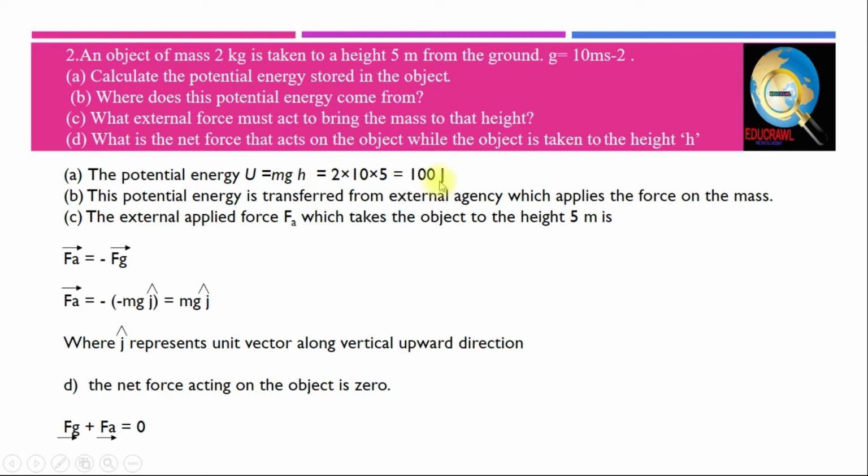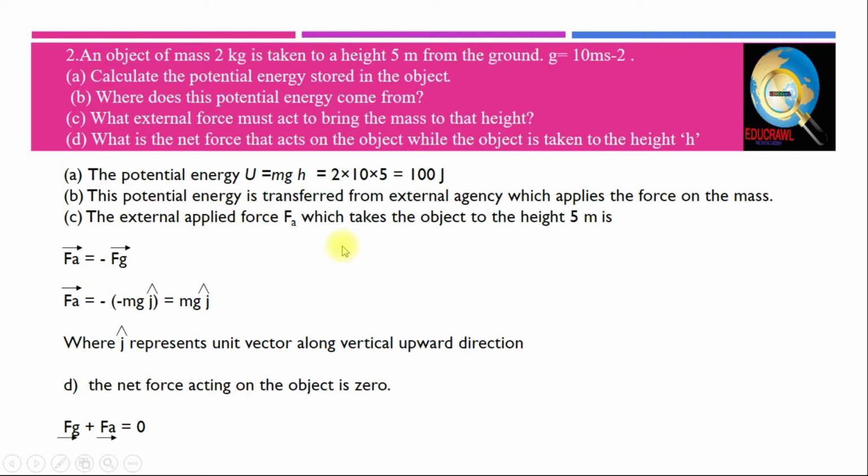So where does this potential energy come from? The potential energy comes from the external force with which you lift the object. From that only the potential energy comes. So we have answered the first and second. Next, what is the external force which must act to bring the mass to that height? So the external force is nothing but the opposite of the gravitational force.